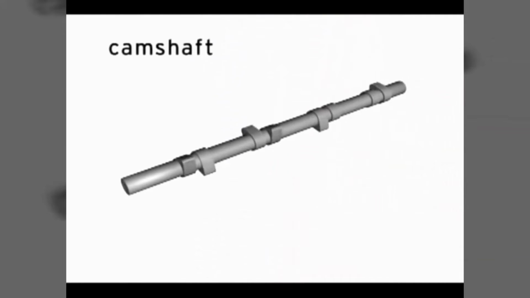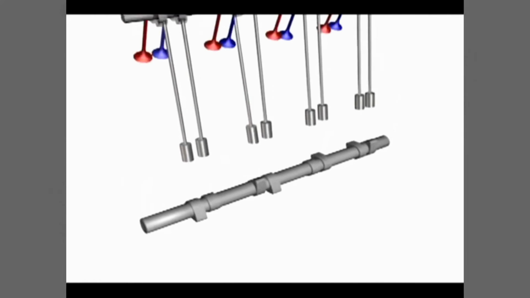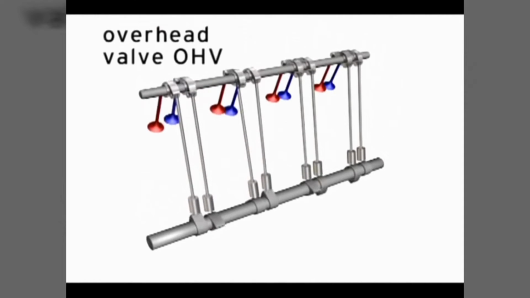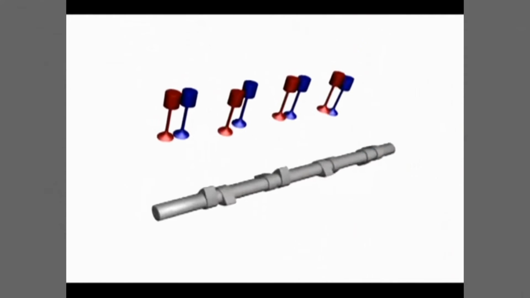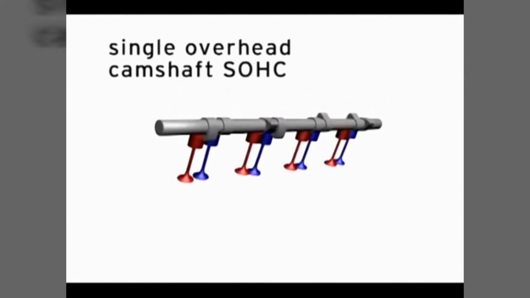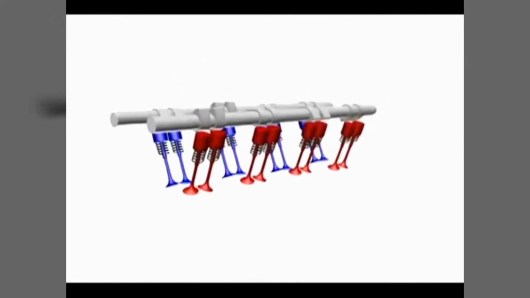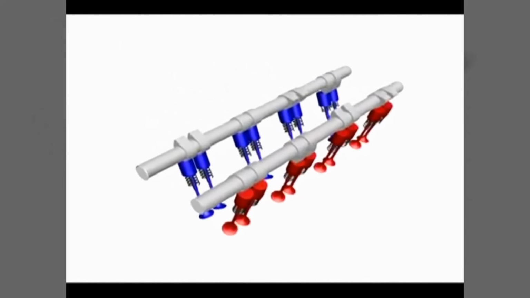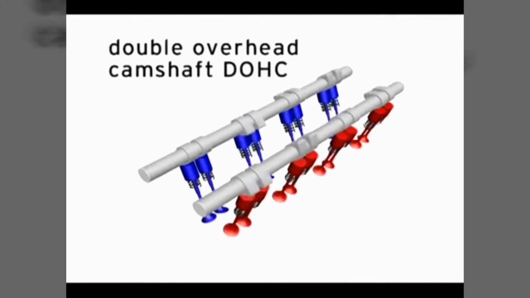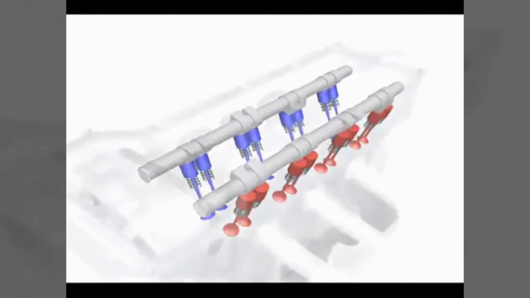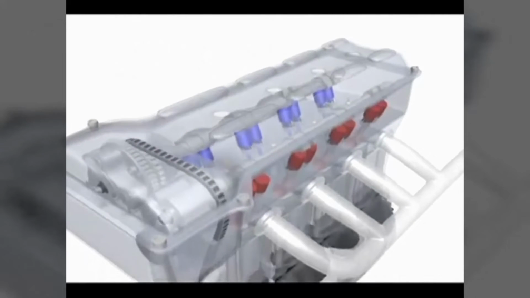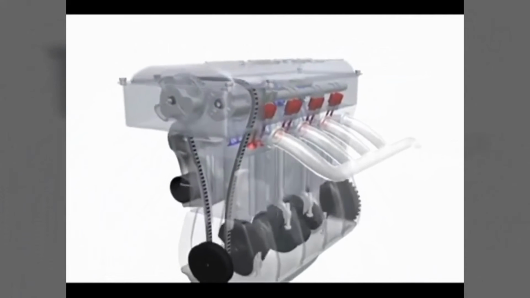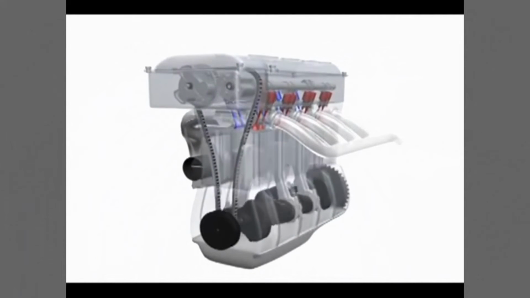The opening and closing of the valves is performed by the camshaft. Some engines use one camshaft with rocker arms and/or push rods actuating all of the valves. If the camshaft is above the valves, it's called a single overhead camshaft or SOHC engine. When an engine uses a separate camshaft for the intake and exhaust valves mounted above the valves, this design is called double overhead camshafts or DOHC. All Toyota engines use double overhead camshafts.